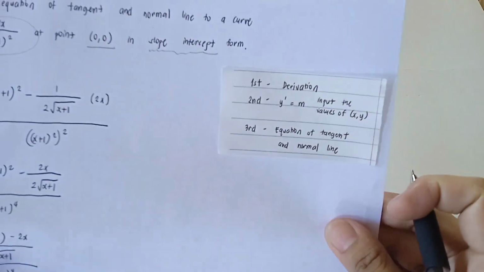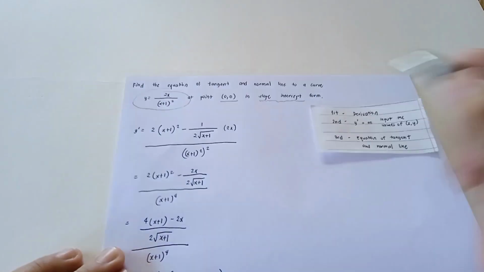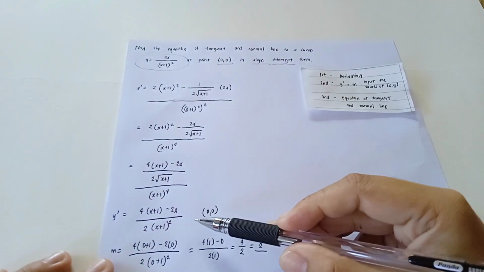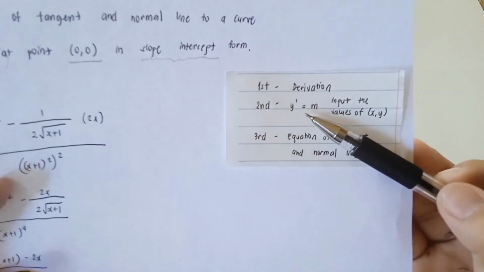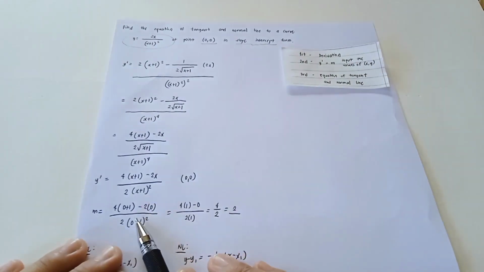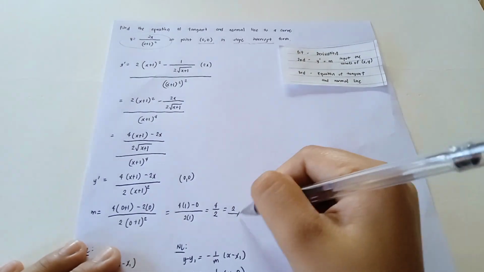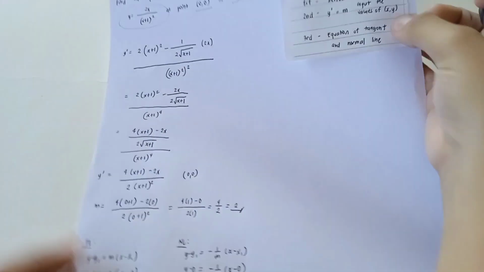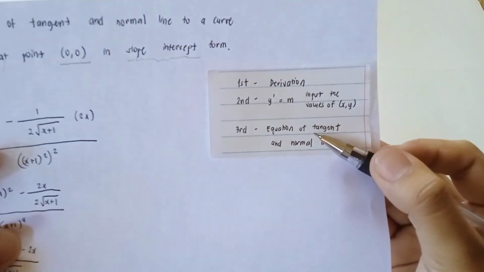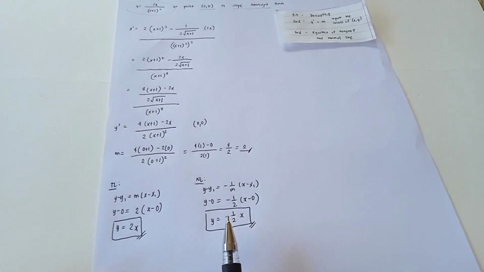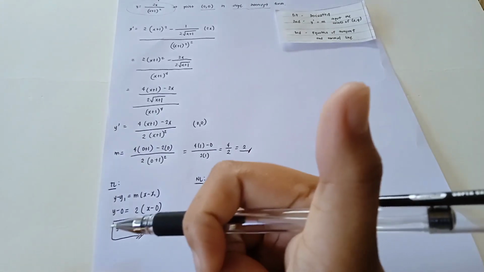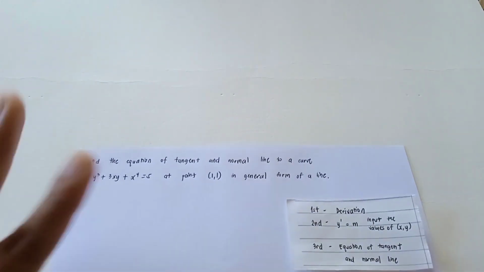So now let's review the steps that we have performed. First, the derivation, which we have done. The second is finding the slope, which is this one. And the third is our equation, which is here. I hope that the steps I've shared with you will be a help. Are you guys still there? Because now we will have our second and last example.